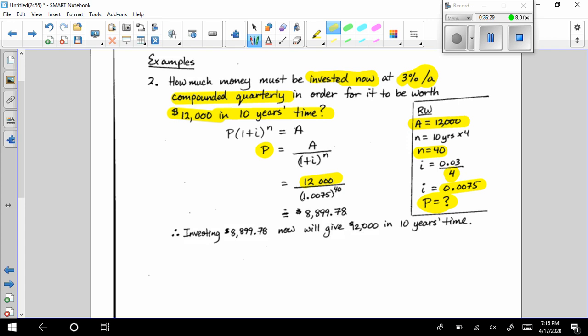My A value is 12,000. 1 plus the i value is there, and my exponent is 40. Again, you'll want to make sure you can punch these into your calculator and get the answer accurately. This works out to approximately $8,899.78. So that's the amount that would have to be invested now in order for it to grow to $12,000 in value 10 years later.